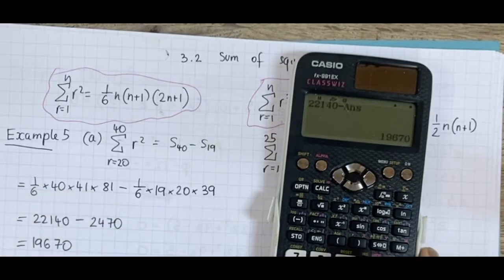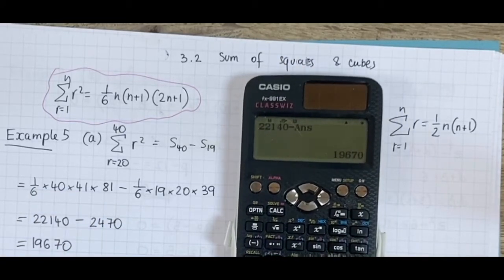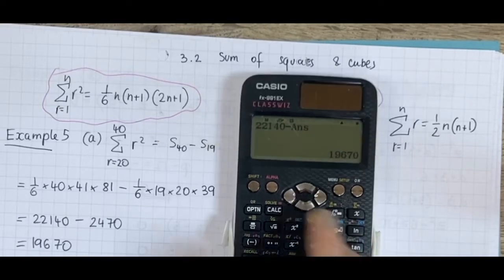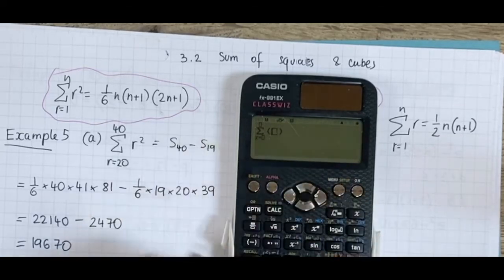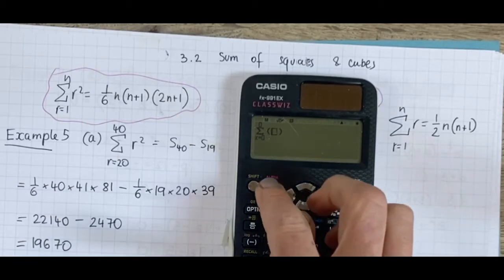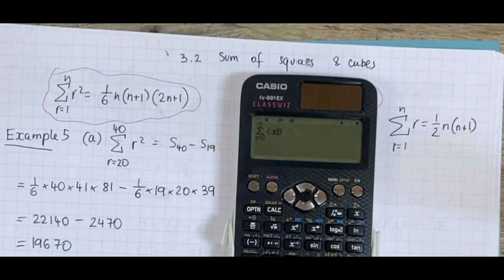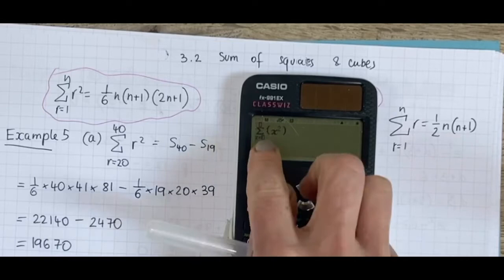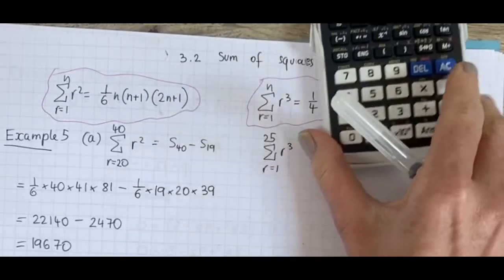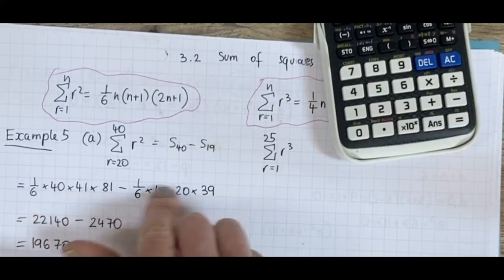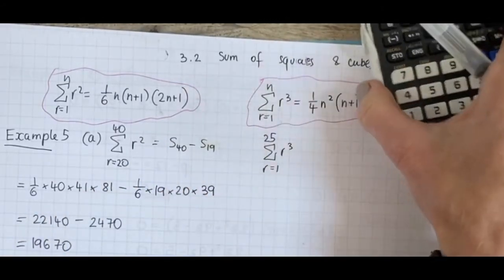19,670. If you want to check whether your evaluation is correct, you can use the sigma notation. The sigma key is somewhere here, there you go. In the brackets where it's flashing, we've got to put the rule. So I think you need to use x squared, and we're going to put x, they call it x. We're going to start from 20 up to 40. You only use this to check your result. In order to gain your marks, you need to show clearly how you evaluated it, like I've shown you.